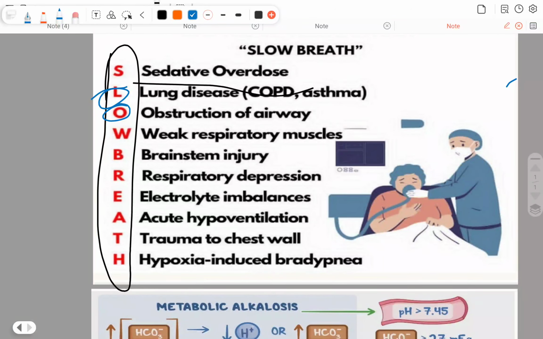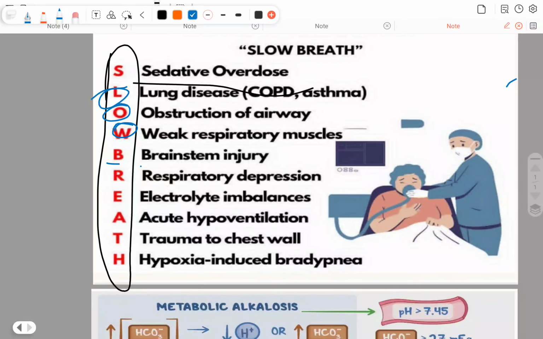And the next one is weak respiratory muscle. Weak respiratory muscle means that the muscles of the rib cage couldn't function normally. It means that we couldn't breathe in deeply and breathe out normally. As a result, the amount of carbon dioxide will increase in our organism.